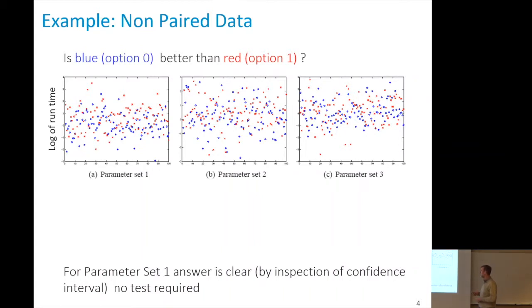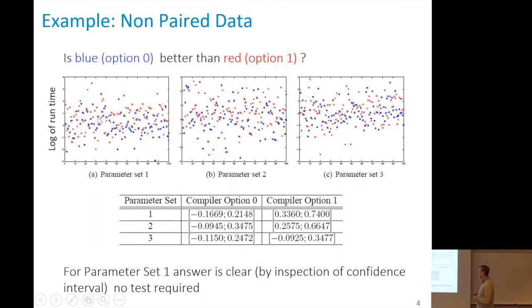Here is one, for example. Is blue better than red? Blue is, for example, the performance we have for a database management system when we use one of the compiler options. That's an example given here. Then, of course, we can do things like summarizing this cloud of values by a confidence interval for the mean or for the median. And if we find things like this, for example, case 1 on the left, here are the values we find, then we see clearly option 0 has a lower response time than option 1.